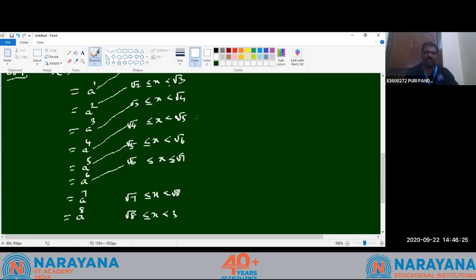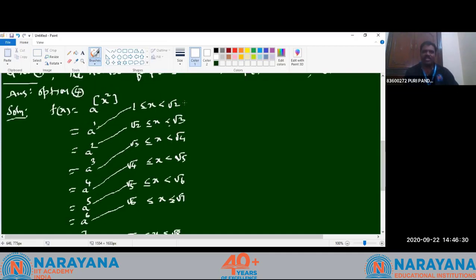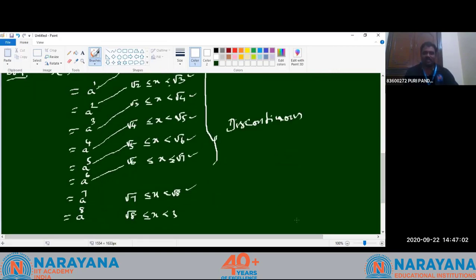Now at these points, if you observe, the function is discontinuous here, and here, and here, and here, and here also. That means at these points the function is discontinuous, at root 2, root 3, and so on. How many points are there? 1, 2, 3, 4, 5, 6, 7. Therefore, 7 discontinuous points are there.